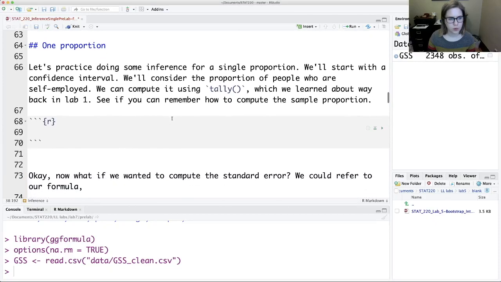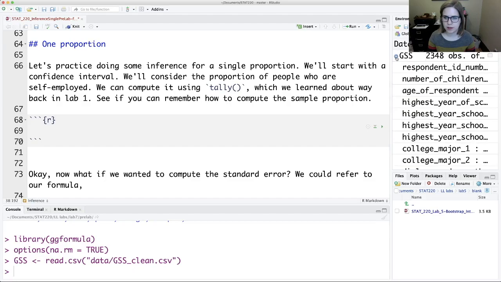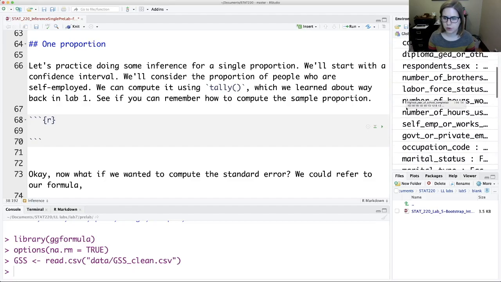All right, so we're going to start our inference here by doing inference for a single proportion. You can look at the first video to see how I set things up, but we're going to do inference for a proportion. We're going to consider that same variable from last week, the self-employed or works for someone else. And we're going to consider the proportion of people who are self-employed. So we can compute it using a tally. We learned about that in lab 1, and I would encourage you to pause the video and see if you can figure out how to compute that sample proportion.